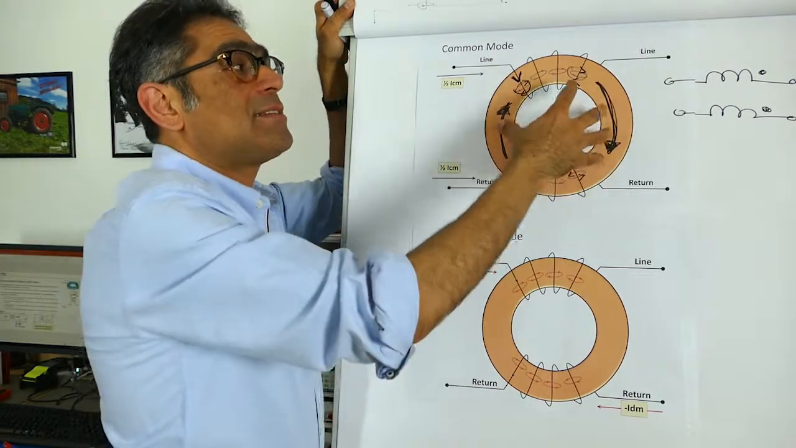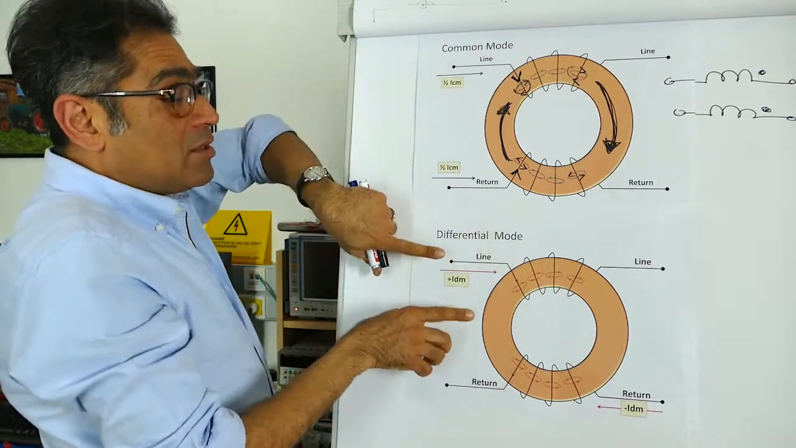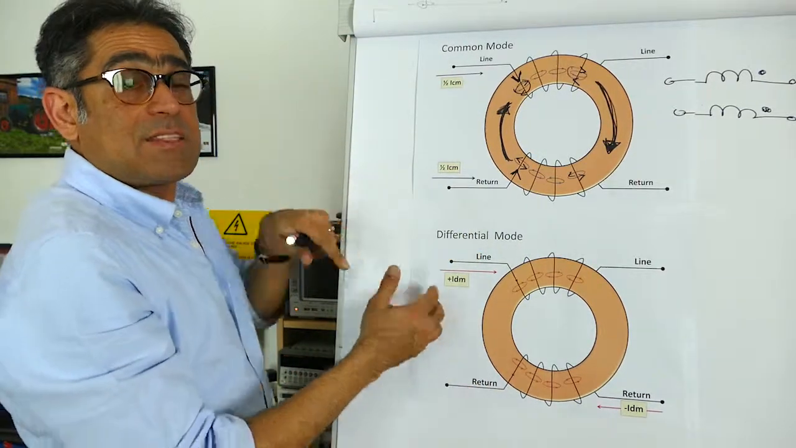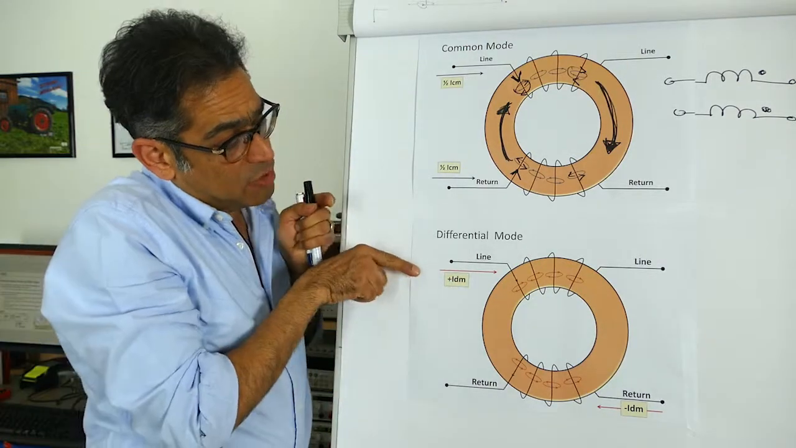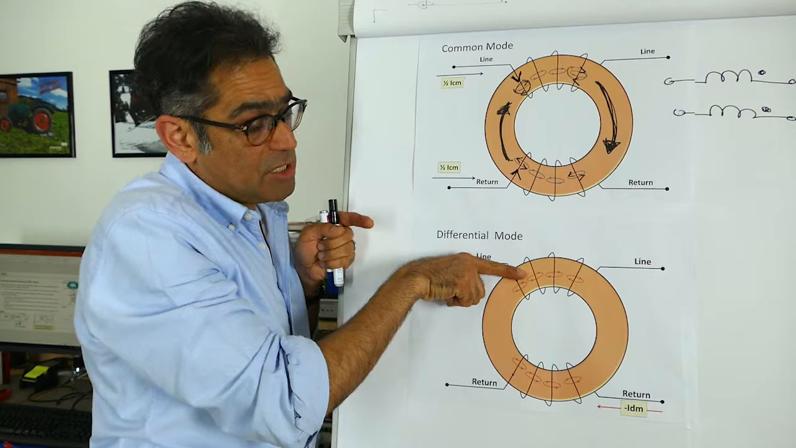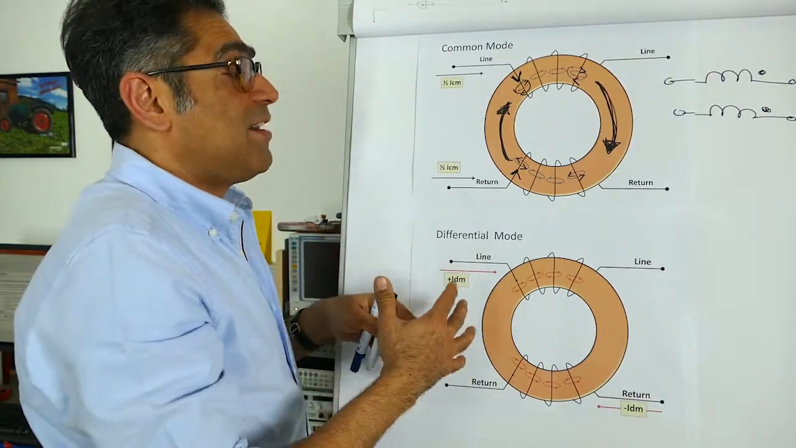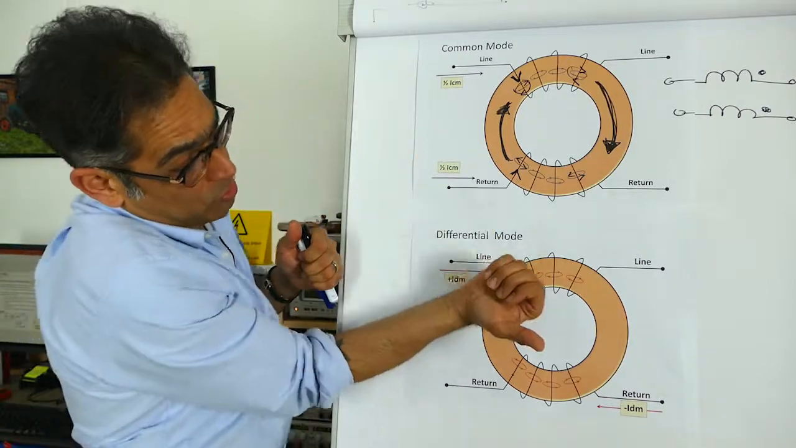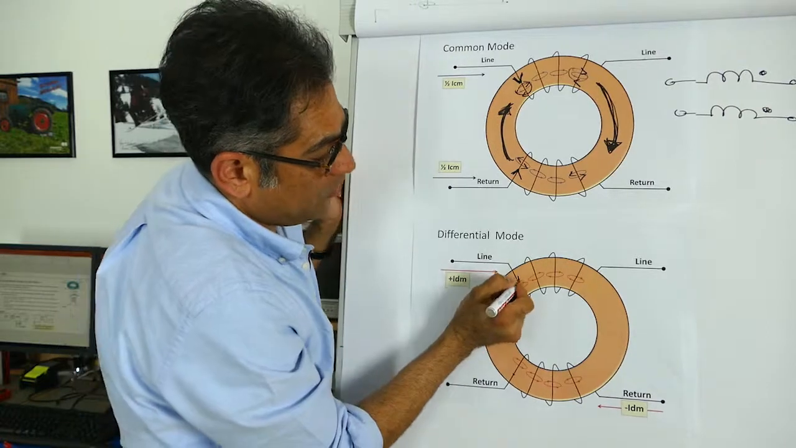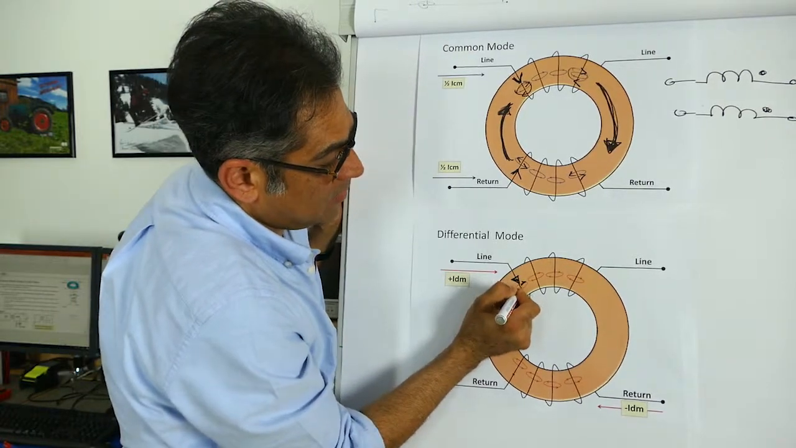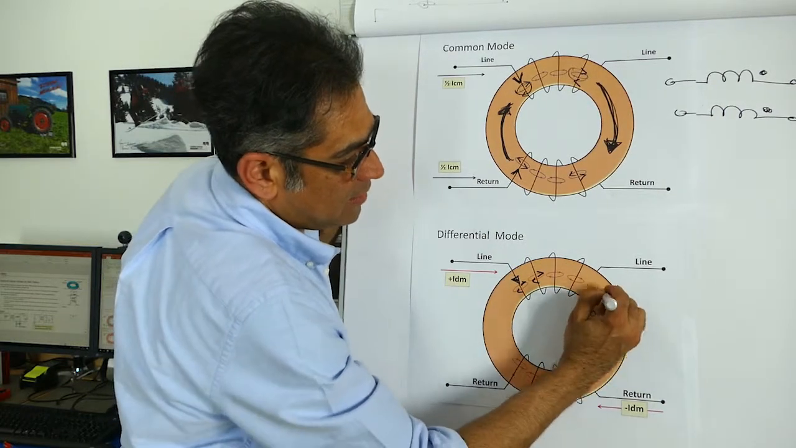Now, let's take the same choke and look at what happens if the direction of the currents is reversed, in that we have got differential mode currents. Now, on a differential mode current, I have got current going this way, but the return current is coming in the opposite direction. If I draw the flux lines again using the corkscrew rule, you can see that this one stays exactly the same as that. So I have got this, which is going to give me some flux this way.